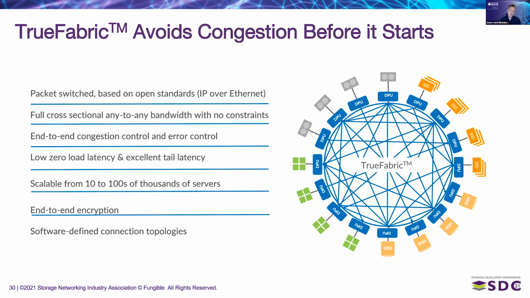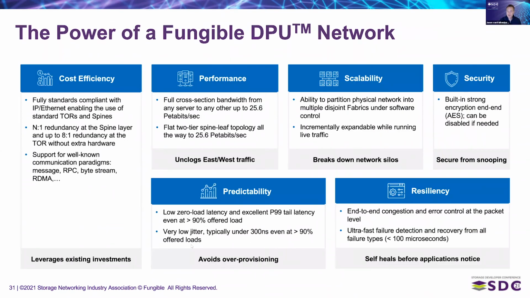So TrueFabric addresses the traffic lane problem. The DPU addresses the speed problem, and combined, you're able to go coast to coast in a certain number of hours, right? You're able to truly deliver the end-to-end performance that disaggregation needs.